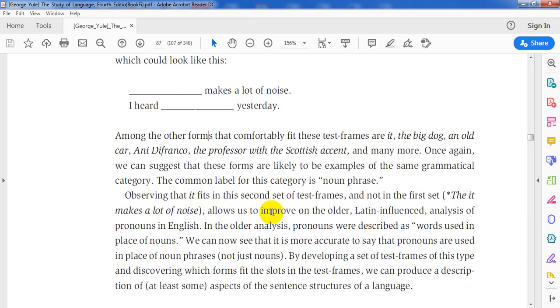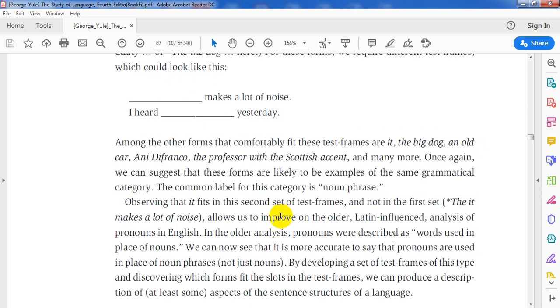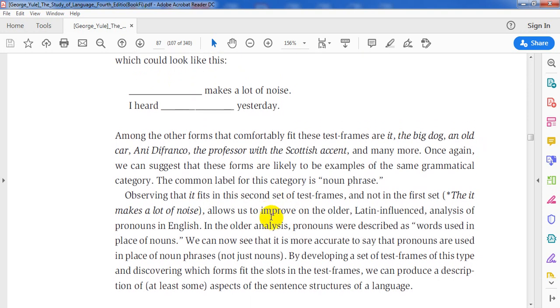So now we try to improve this rule. Instead of saying that pronouns are words used in the place of nouns, I can say now they are replaced, or they can be used instead of noun phrases, not just nouns. So now I improved the old Latin rule so that it can fit all the items that can fill those two blanks. So this is the main idea. It is a movement against the prescriptive or the old-fashioned rules that are brought by the Latin and Greek languages.